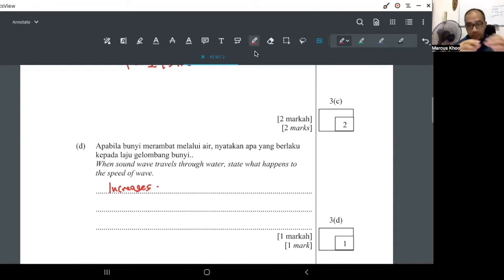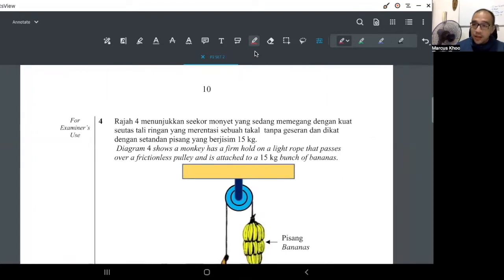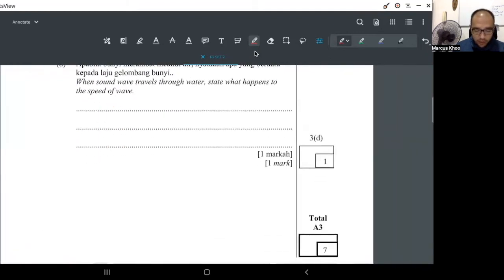Again, this is proven to us by that telephone thing. Maybe after SPM when you're free, I'll go and play with the telephone thing. Use that kind of telephone for once instead of your handphone.